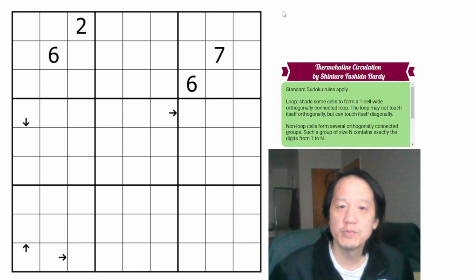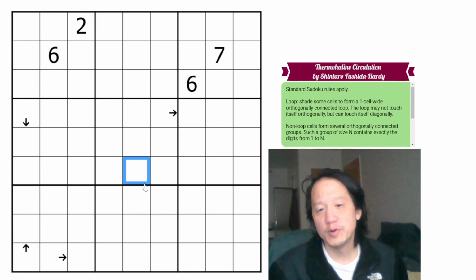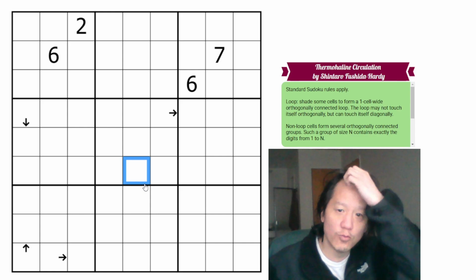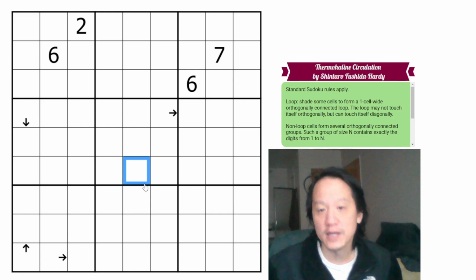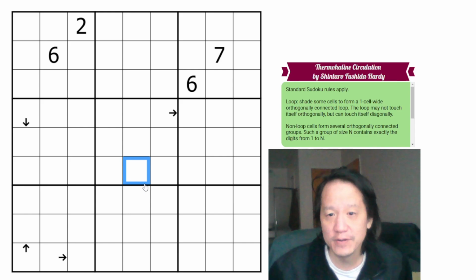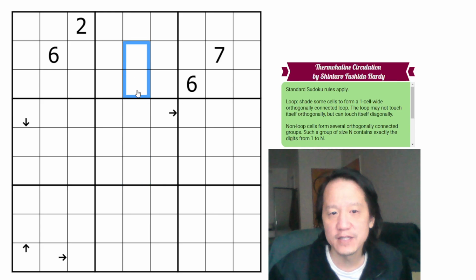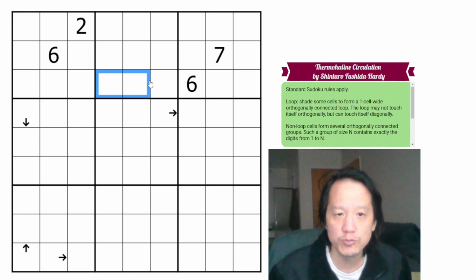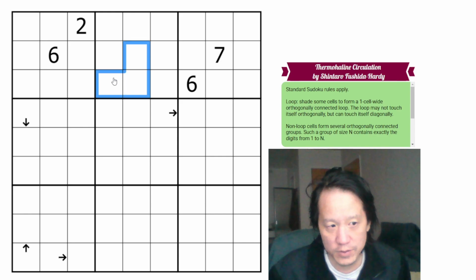Standard Sudoku rules apply, which means place the digits 1 through 9 once each in every row, column, and box. Loop. Shade some cells to form a one-cell wide orthogonally connected loop. The loop may not touch itself orthogonally, but can touch itself diagonally. So orthogonally connected means that they have to be sharing an edge, right? And every single cell on the loop must be sharing an edge with two other cells on the loop.